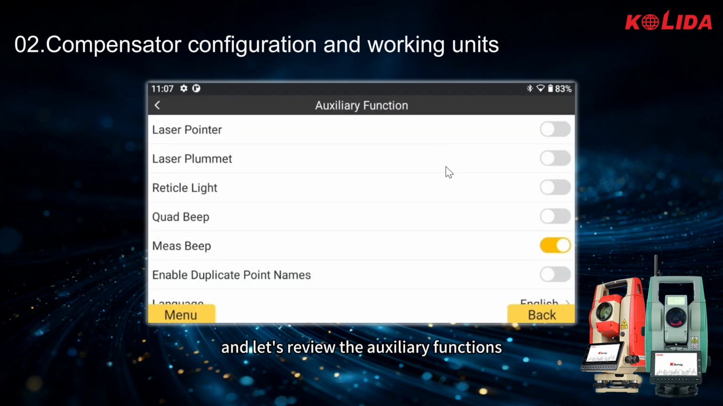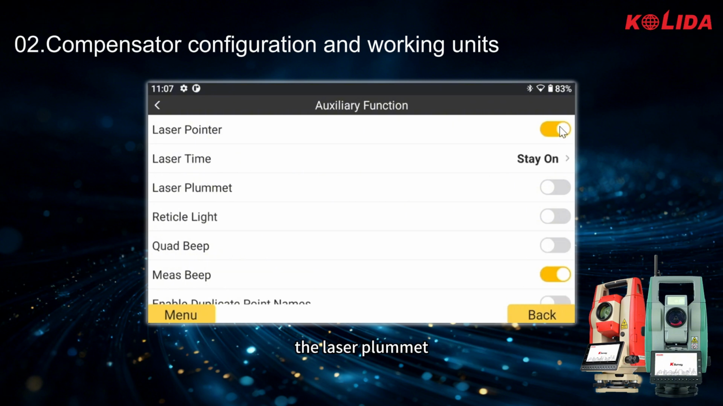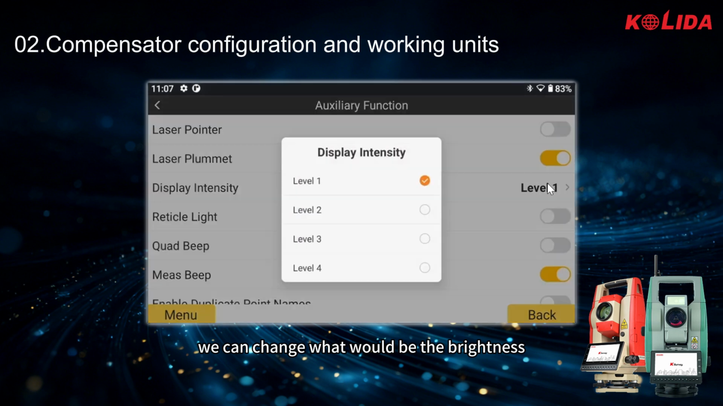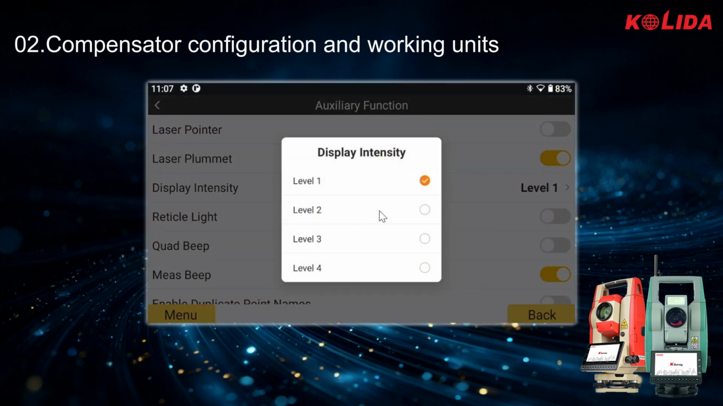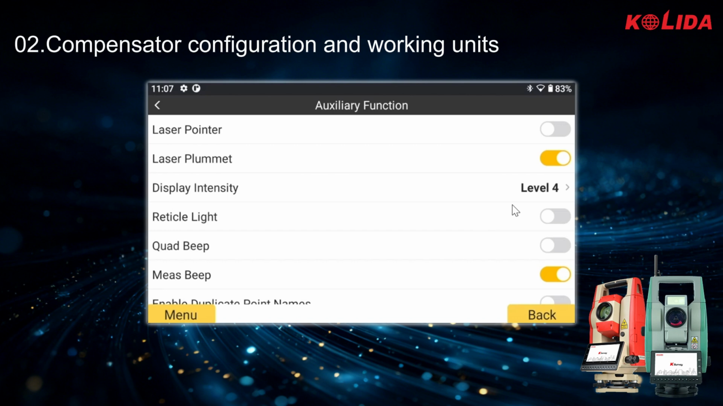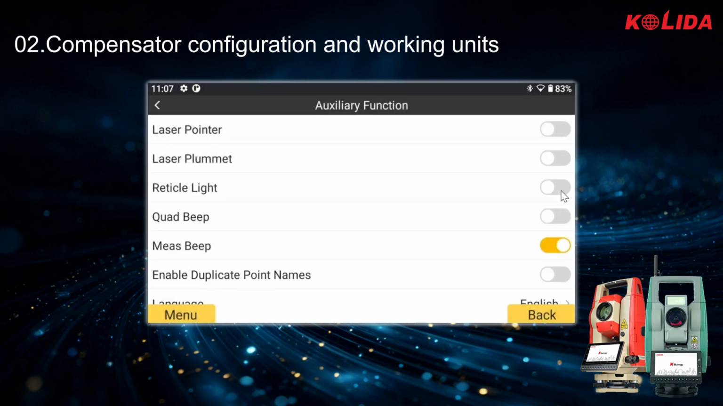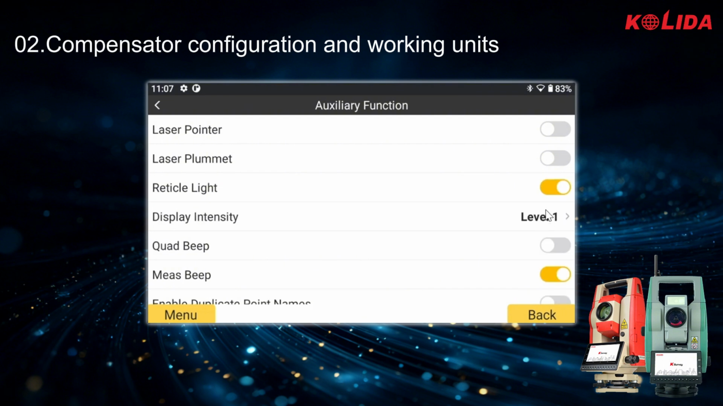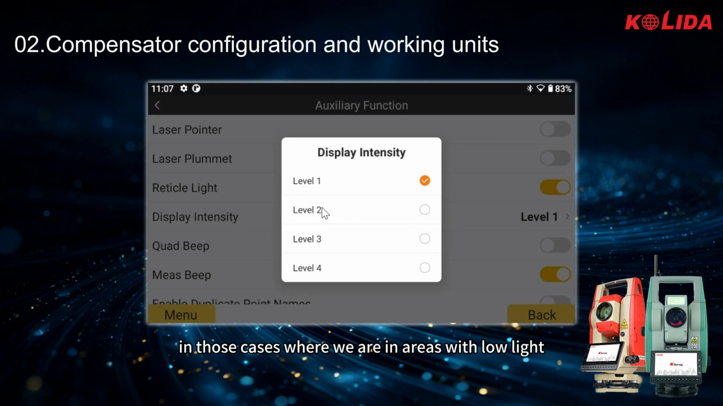And let's review the auxiliary functions where we can turn on or off the laser pointer, the laser plummet, and activate it for everything that would be the parking of the equipment. We can change the brightness or intensity of the laser plummet. Also the illumination of the reticle in those cases where we are in areas with low light and we need to see the reticles more clearly.